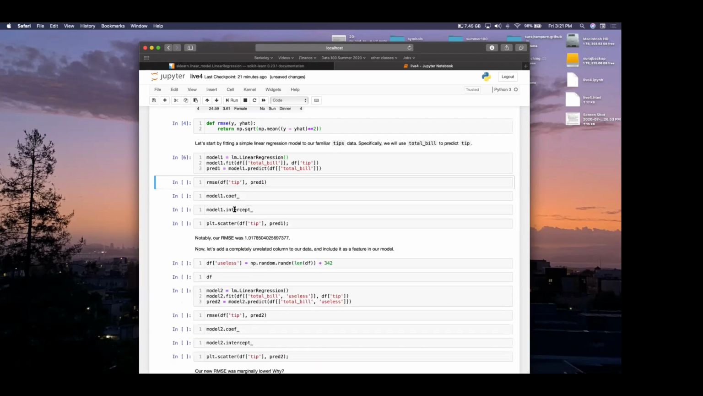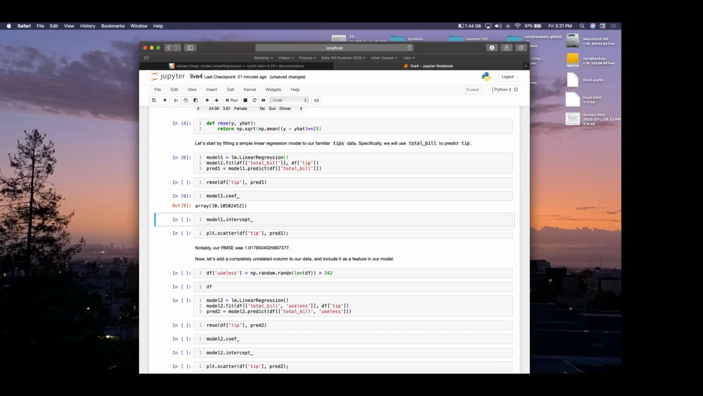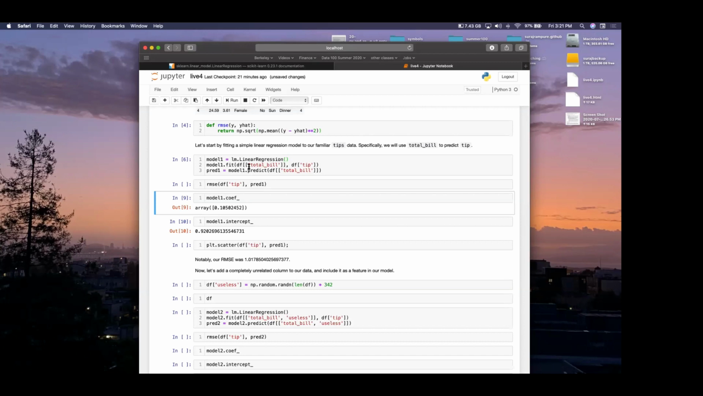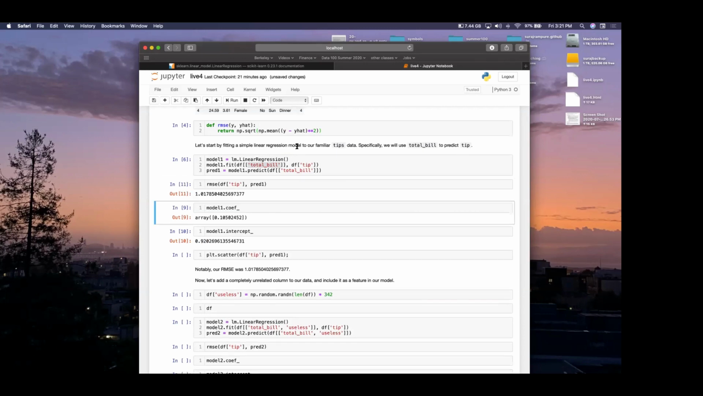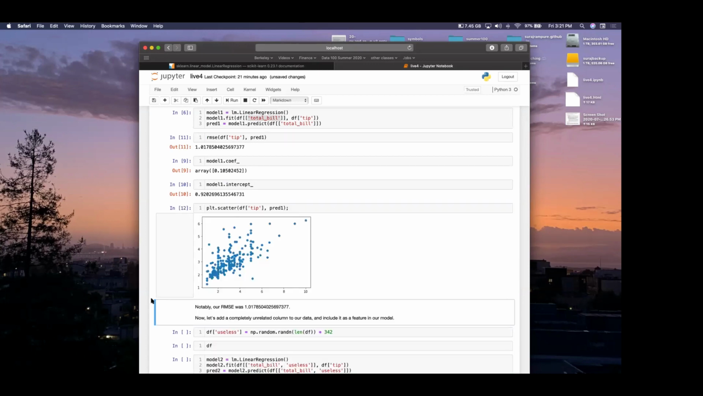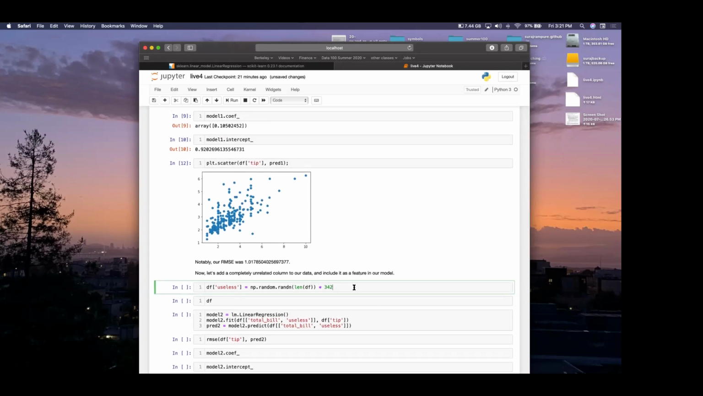But anyway, I've already fit my model, and I can look at its coefficient and intercept. In this case, there's only one coefficient. So this corresponds to the weight that is being multiplied by total bill in order to make our predictions. And the y-intercept, or the constant term, is whatever this is. So I can look at the root mean squared error of my model. It's 1.0178, which seems to be relatively small. And that kind of makes sense because these values are roughly linear. Okay, so that's our root mean squared error. What I want to do now is introduce a feature that is completely useless with regards to predicting tip from total bill.